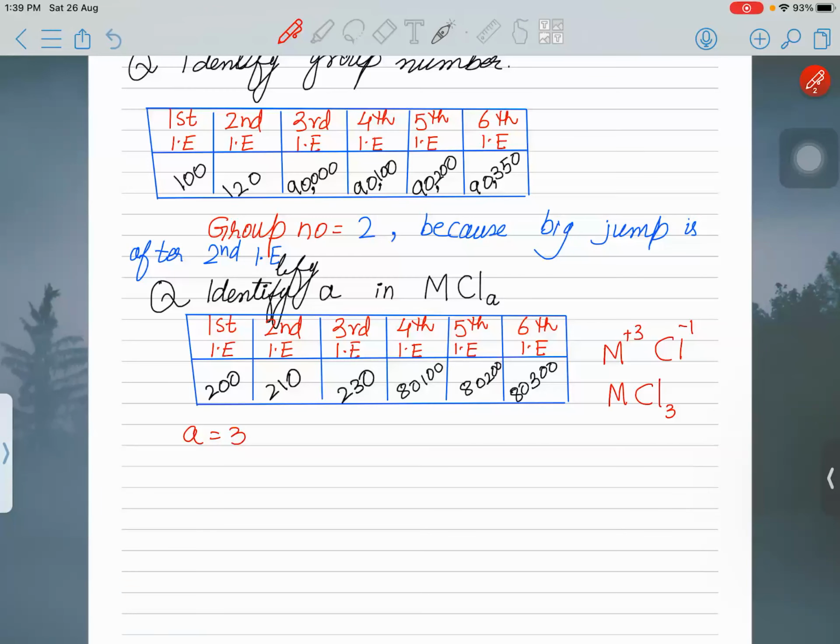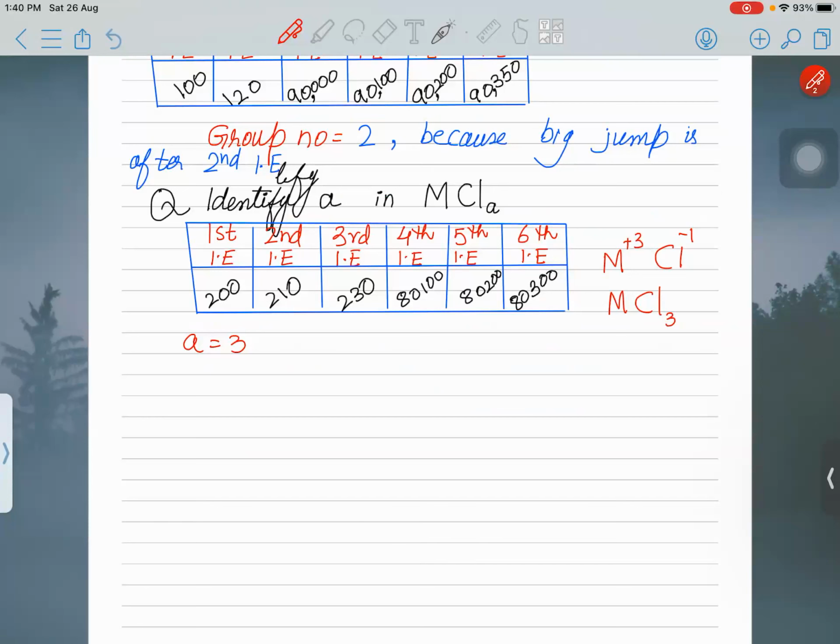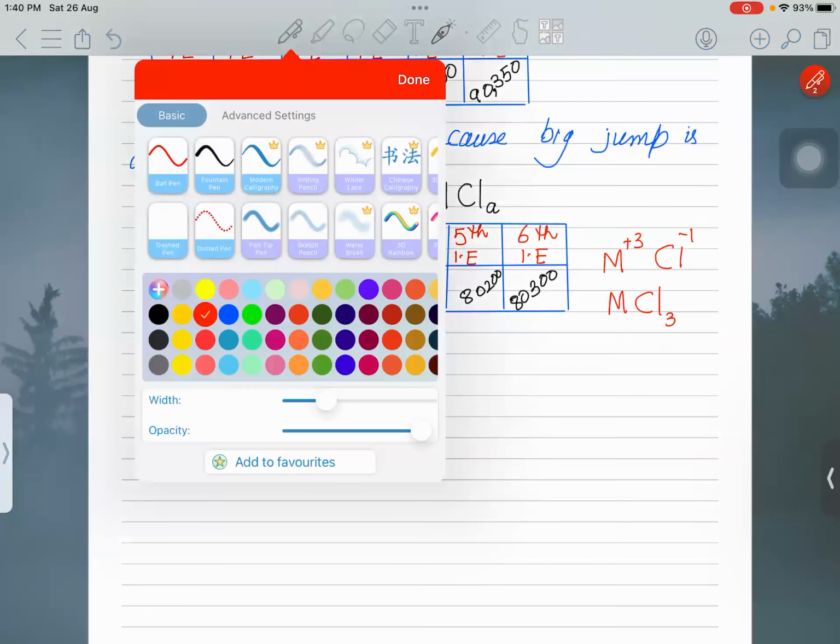Mohammed, are you getting my point or not? Yeah, I am. Sir, in this case, is M magnesium or is it any variable? No, it's any variable, any metal. Okay, I thought M is magnesium. Now the reason is that, now write the answer.